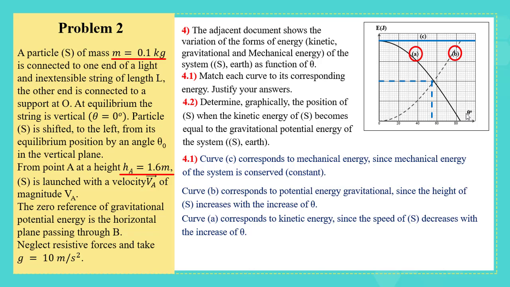Determine graphically the position of S when the kinetic energy of S becomes equal to the gravitational potential energy. We should determine it even if we have found it before, but this question asks us to determine it graphically. So we go back to the graph and try to find the midpoint of the mechanical energy where the kinetic equals the potential. Here is the point where the kinetic equals the potential, or we can consider it as the intersection of the 2 curves. Try to find its coordinates, the energy and its theta. Graphically, we say that the kinetic energy equals the potential energy at theta approximately 57 degrees.